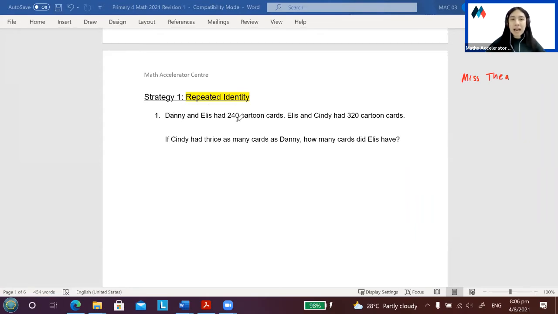Here we have Danny and Alice had 240 cartoon cards. So let's highlight 240. Next, it says Alice and Cindy had 320 cartoon cards. So let's highlight 320.